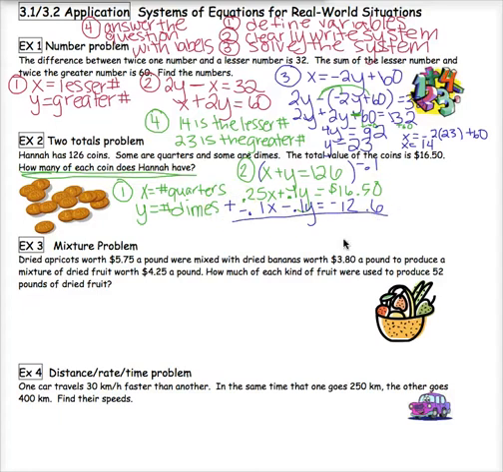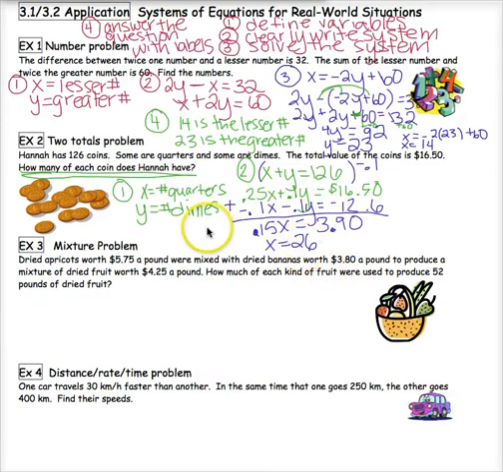So now I've got my opposites on my y, so that means I can go ahead and add straight down in my columns. I've got 0.25x plus negative 0.1x, so that gives me 0.15x. My y's cancel each other out. Then on my plain numbers, I've got 16.50, and I'm adding negative 12.60, which gives me $3.90. So now divide by the 0.15, and x equals 26. So that tells me I've got 26 quarters.